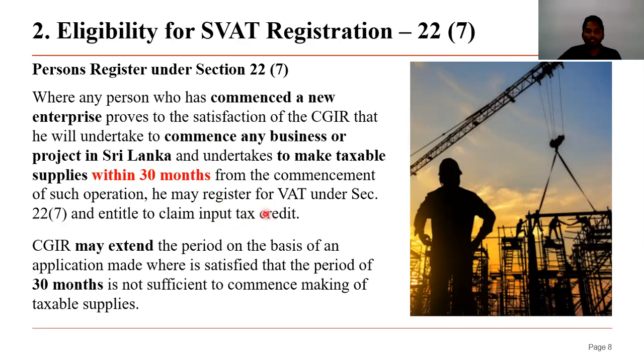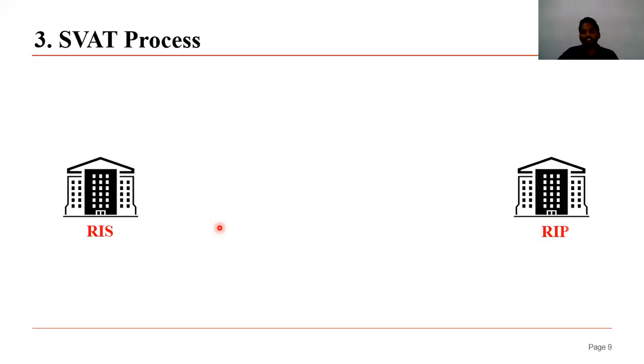Then this is the 22.7 registration during the project implementation that I explained. Then again, let's assume you couldn't make any taxable supply within 30 months. Then you can prove that, and if the Commissioner General is satisfied, he may extend the 30 months. He may extend, and until such time you can enjoy the SVAT facility, you can purchase under SVAT terms without paying VAT. Later, once you make taxable supply, you have to inform the Department. Then they will cancel the 22.7 registration, and they will transfer you to the normal VAT scheme. Right. This is the SVAT process.